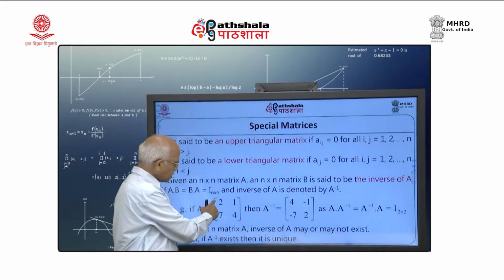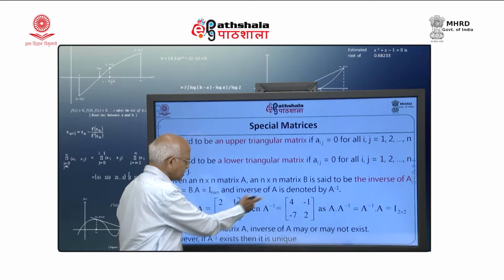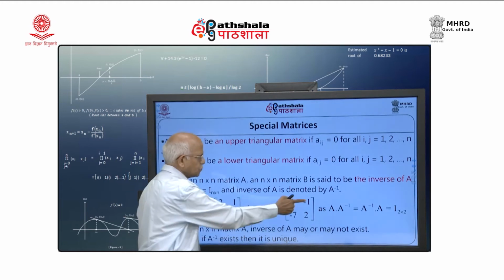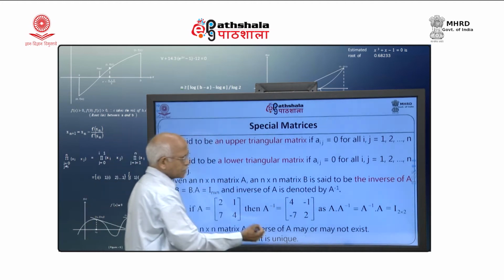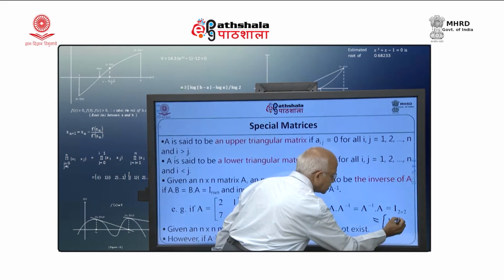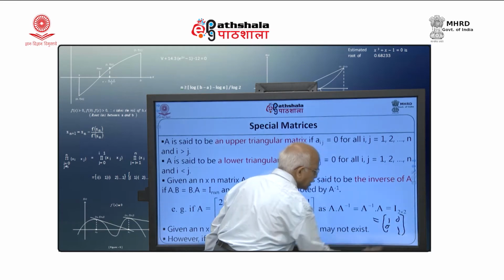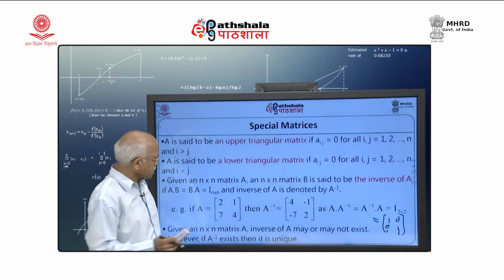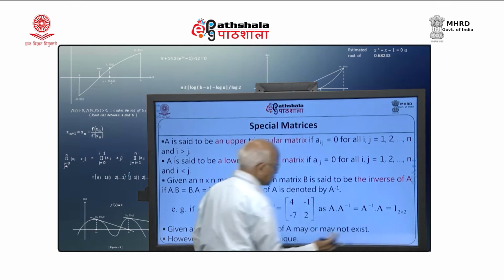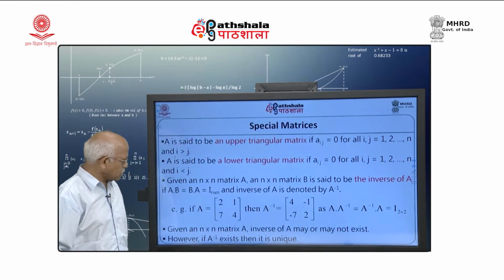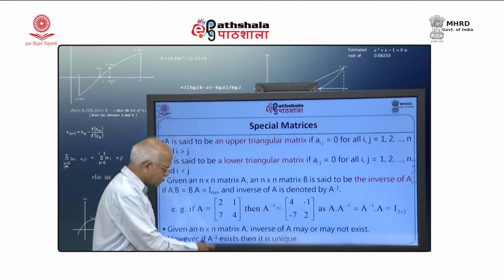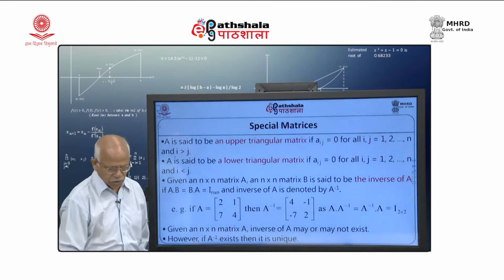Why? Because when I multiply A into A inverse, I multiply 2 1 with this. So, 2 into 4 is 8, 1 into 7 is minus 7, so I get the first value as 1. The identity matrix is nothing but 1 0 and 0 1, and you can verify that this product gives that. Such a matrix is called the inverse of a matrix. Given an n cross n matrix A, the inverse of A may not exist. However, if A inverse exists, then it has to be unique.